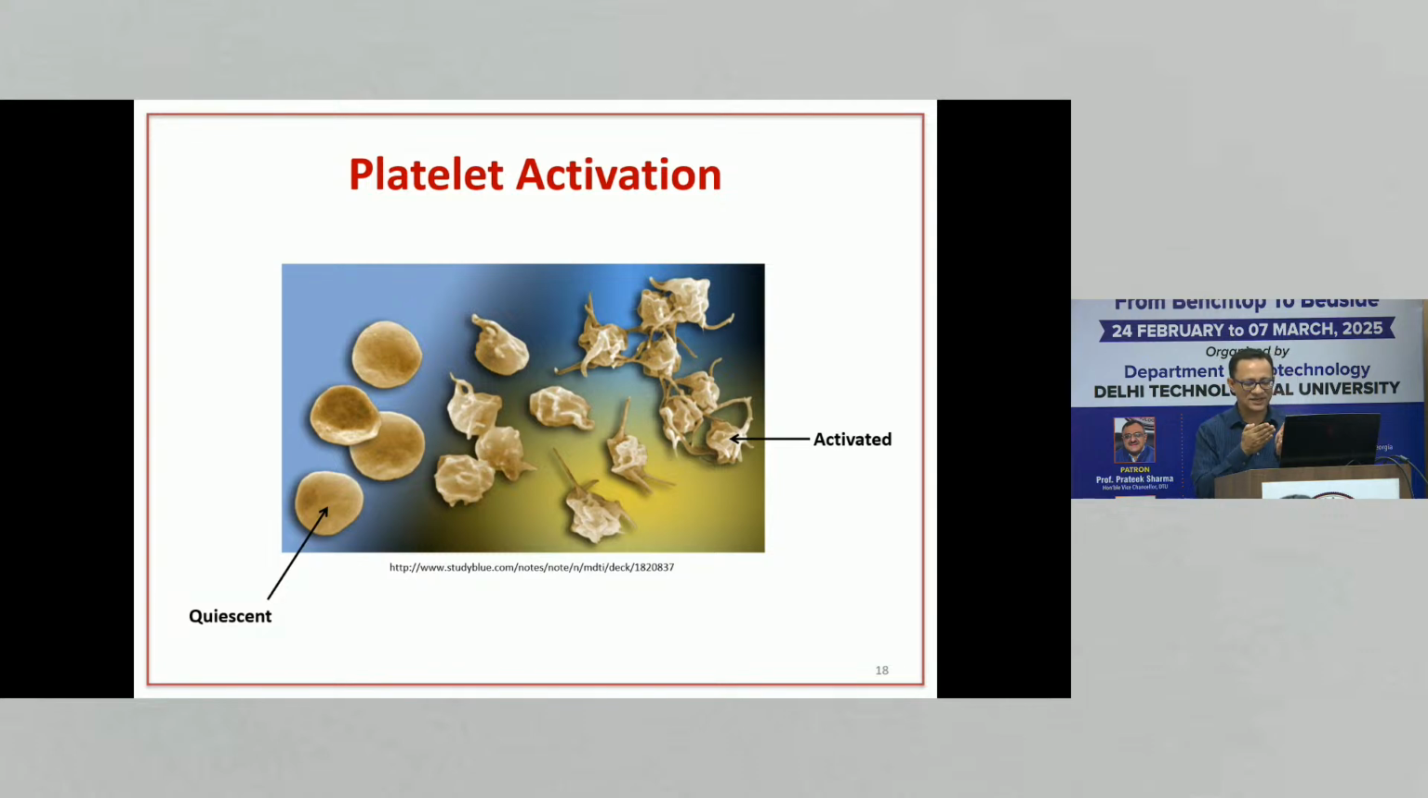Because if there is a cut and you're badly bleeding, some platelets are coming and trying to stop it, but they are not enough. So they send a signal to other platelets that there is a need, and they come also and start to stick in that area. And when they are activating, a lot of things are going to happen. I'll tell you in the next few slides, but this is just an image showing quiet versus activated platelets.